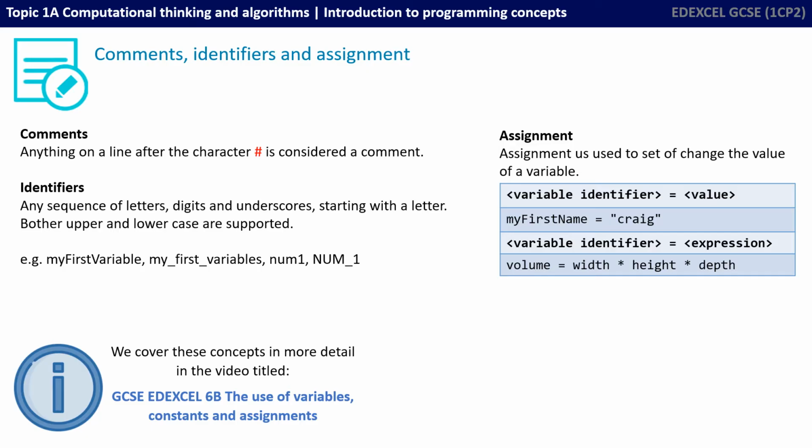Next we have assignment, and this is used to set or change the value of a variable. So you can see a couple of examples here. We have a value on the right and we assign that to a variable on the left, and the equals is in the middle. Or we have an expression on the right and the result of that expression is assigned to a variable on the left, again with the equals in the middle. So here we have my first name becomes equal to the string Craig, or volume becomes equal to the result of the calculation, width times height times depth.